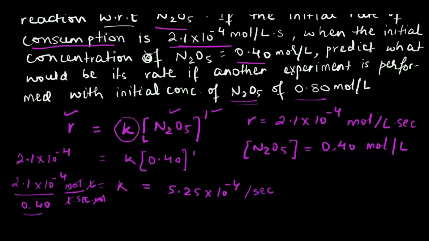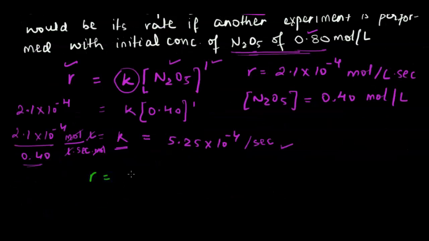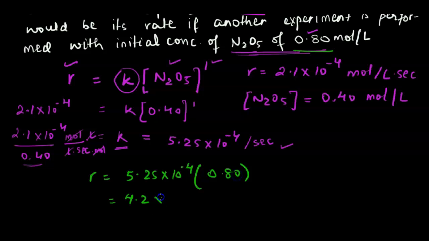Now always remember, for a particular reaction, the constant does not change. So we have the constant as 5.25 times 10 to the power negative 4. All we have to do now is put in this K value and the new initial concentration of N2O5 as 0.80 and see what rate we get. So the new rate is 5.25 times 10 to the power negative 4 times 0.80, which gives 4.2 times 10 to the power negative 4 moles per liter second.